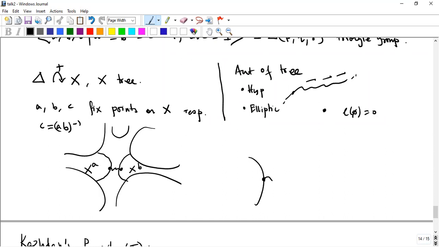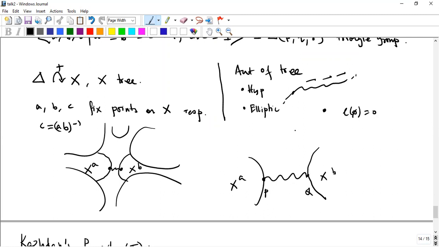Now, so the picture looks like this. This is XA, this is XB. This is point P, this is point Q, let's say. Q is not fixed by A, right? Because this whole path is going outside XA. It only intersects XA at P, because otherwise you can shorten it. It's the least length geodesic joining XA and XB.